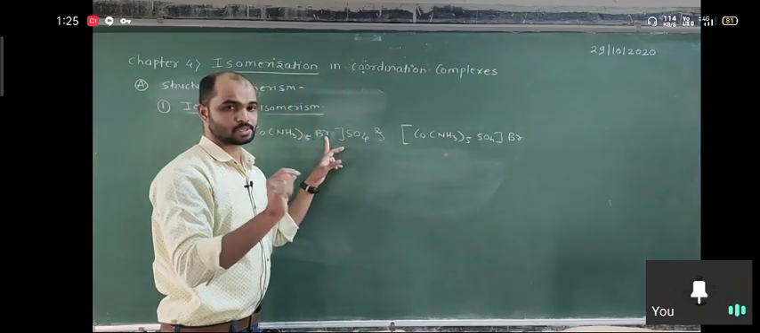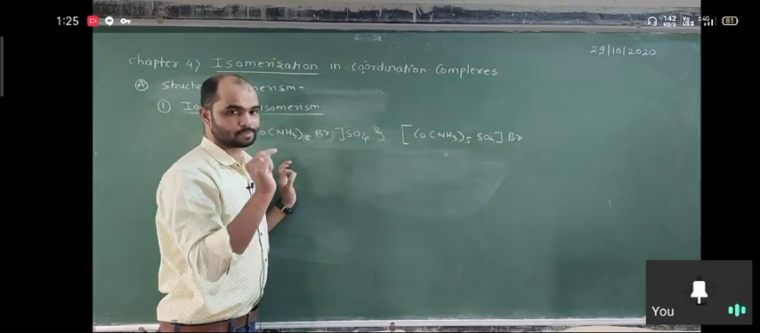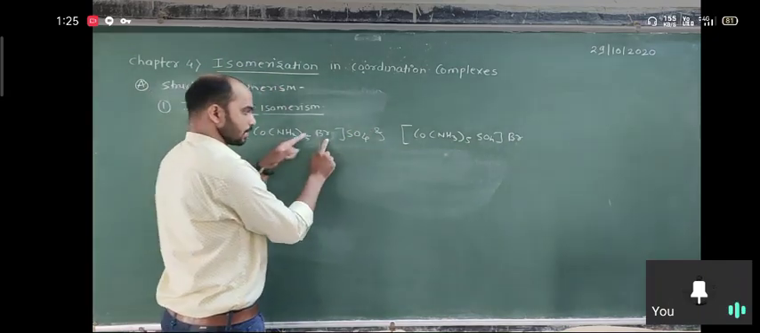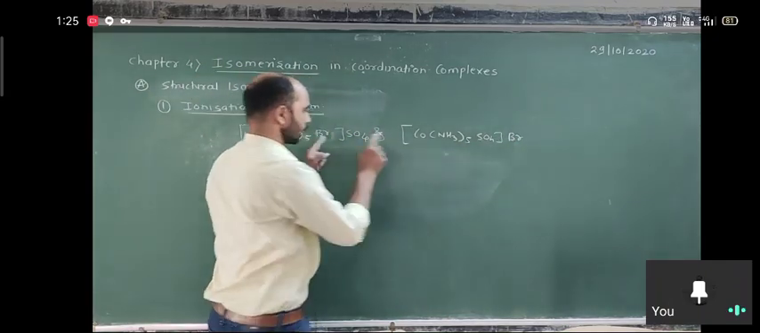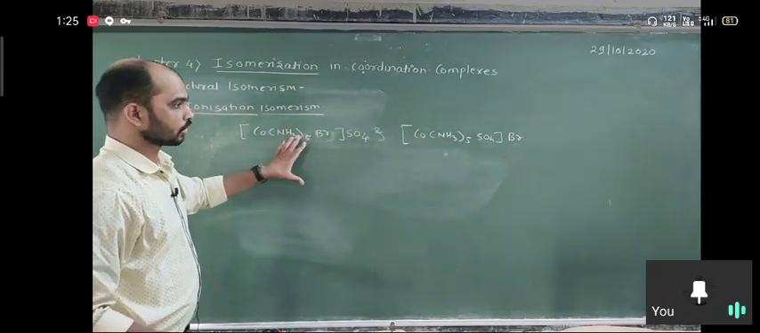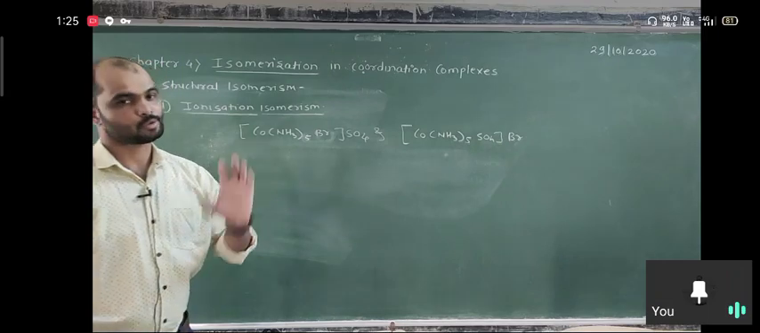Where is Br present? Whether it is in the inner sphere or outer sphere is not important when we consider the overall molecular formula. So here is 1 Br, here is 1 Br, here is 1 sulfate, here is 1 sulfate. Basically both have the same molecular formula.